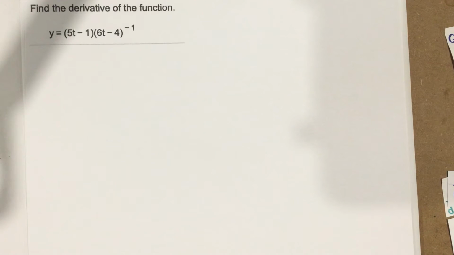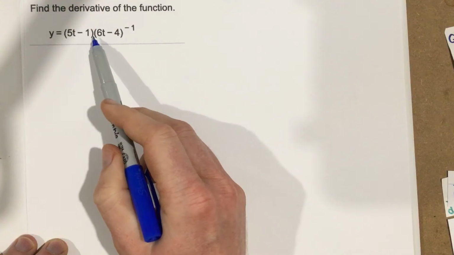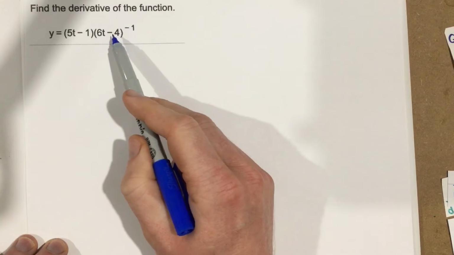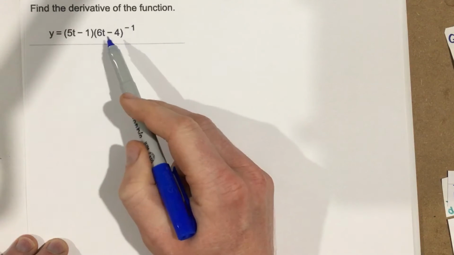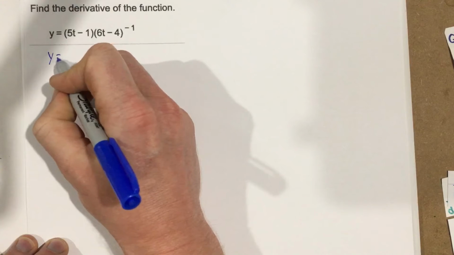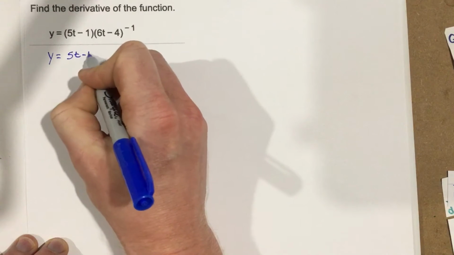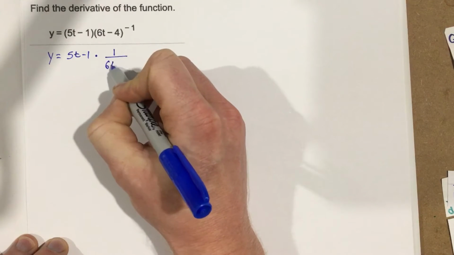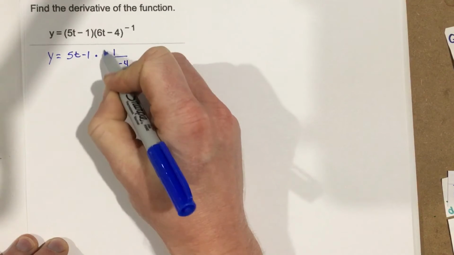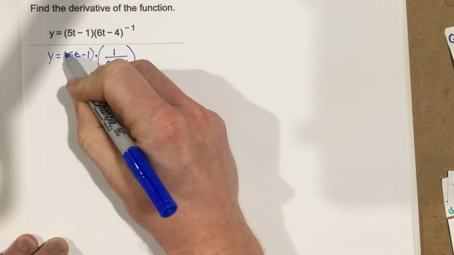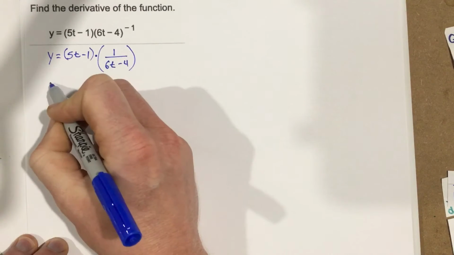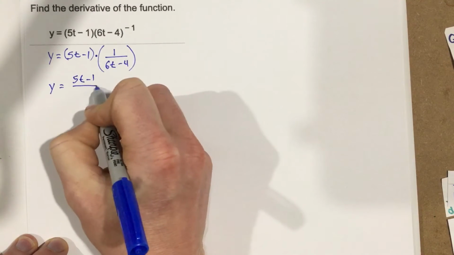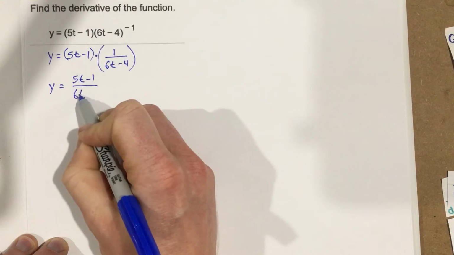So the product rule is kind of out for this problem right now, but we know we have a negative 1 for an exponent. That means we can actually write this as a fraction. So we can write this as y equals (5t minus 1) times 1 over (6t minus 4). Then I can actually write that as (5t minus 1) over (6t minus 4).